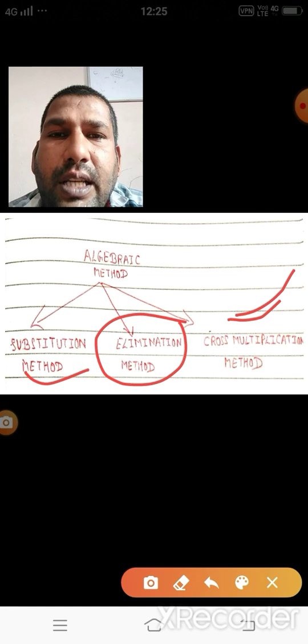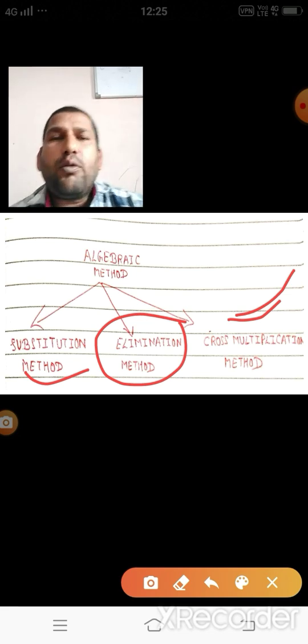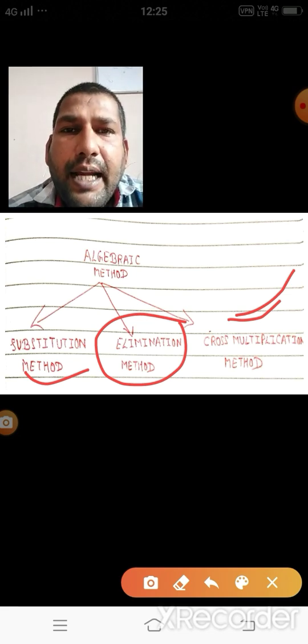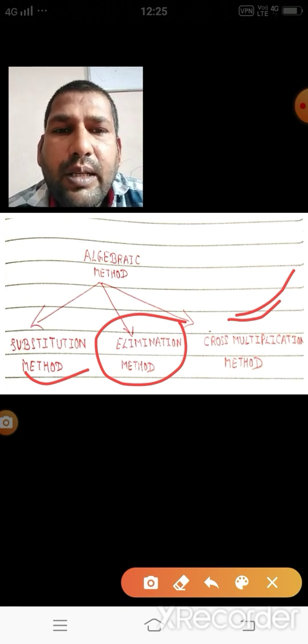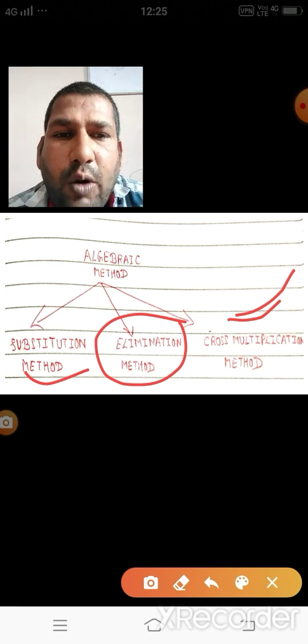In the substitution method, we substitute the value of one variable and get the value of the other variable. In the elimination method, we eliminate one variable to get the value of the other variable. This cross multiplication method is different from the other two.